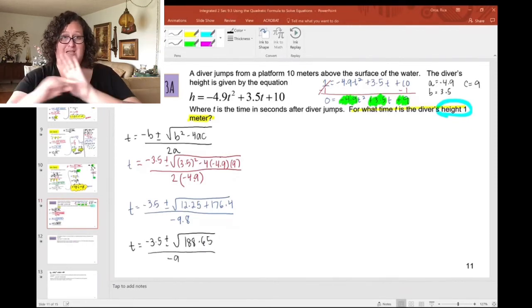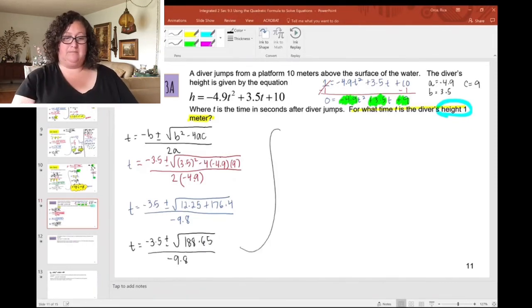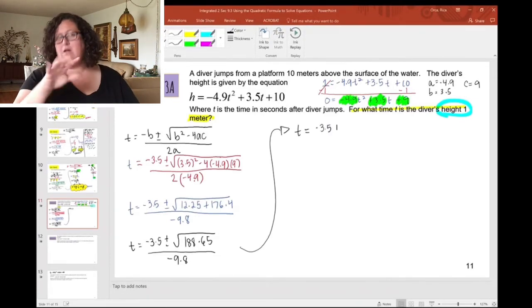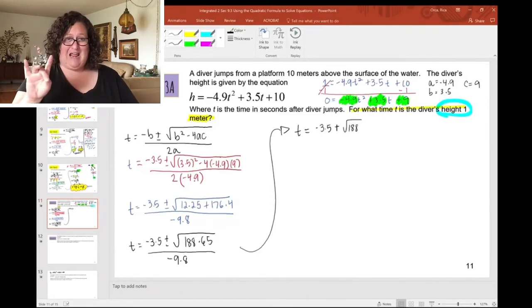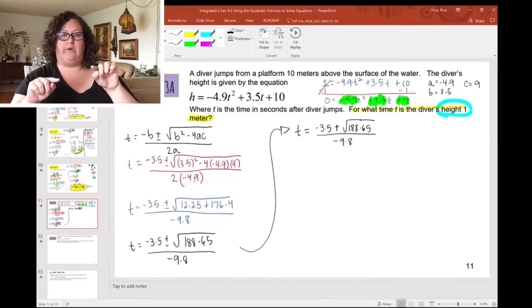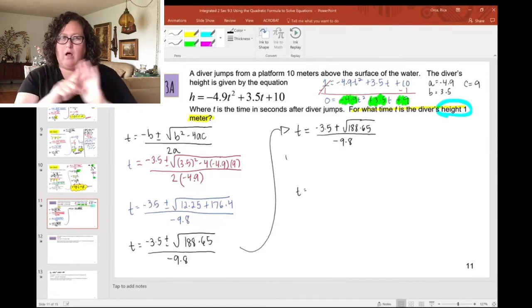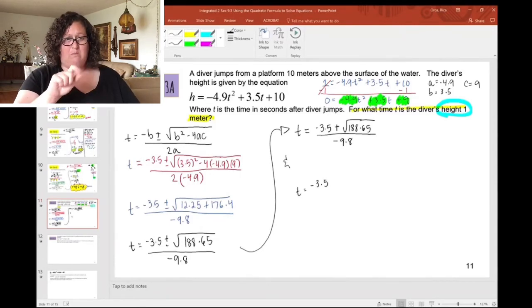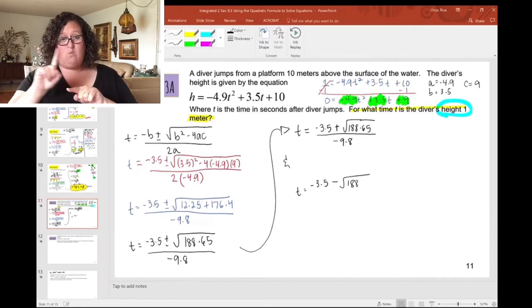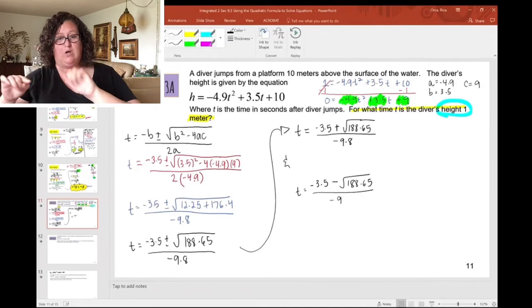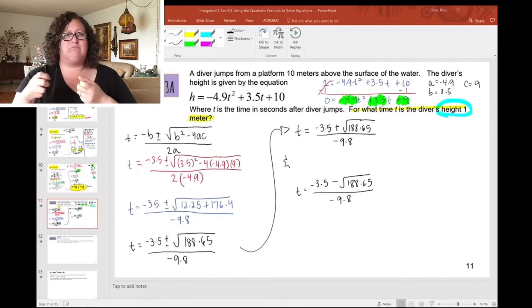divided by negative 9.8. So class, we are going to have two solutions, and we need our answer to be a number that's not in radical form. So let's type this into our calculator. We have t equals negative 3.5 plus the square root of 188.65 all over negative 9.8, and we also have t equals negative 3.5 minus the square root of 188.65 all over negative 9.8. So let's just type that into our calculator.